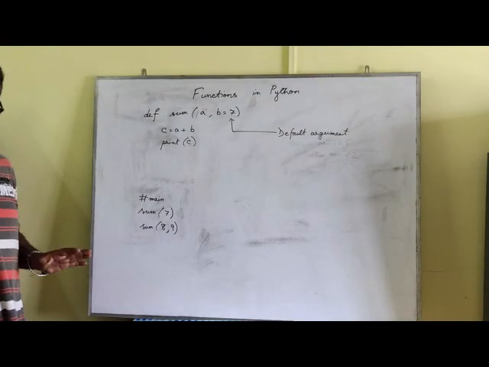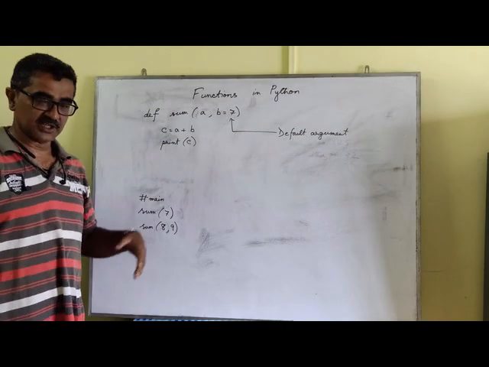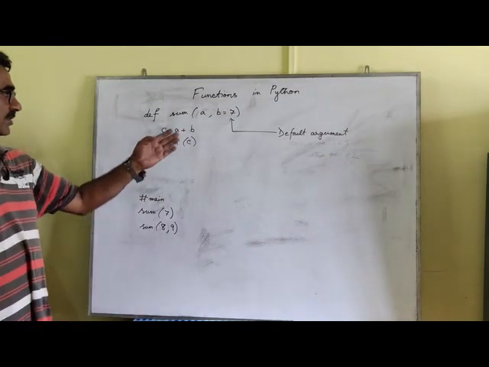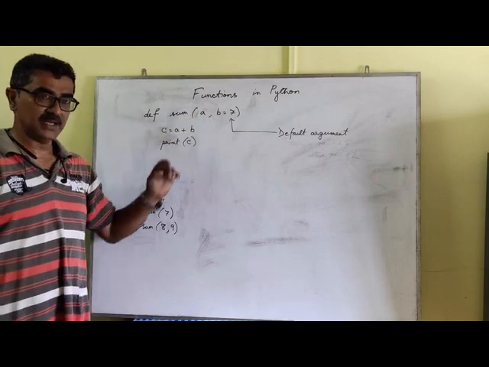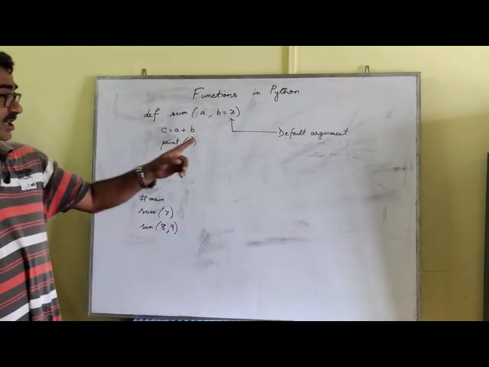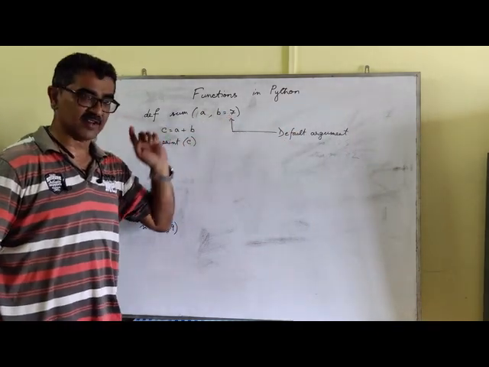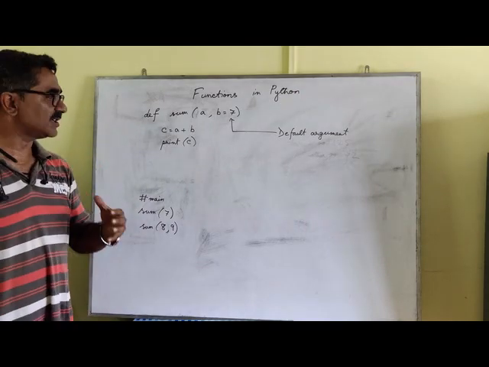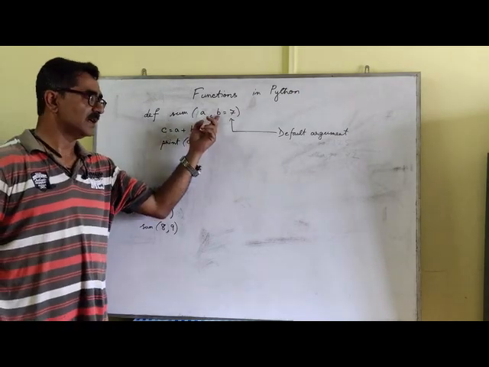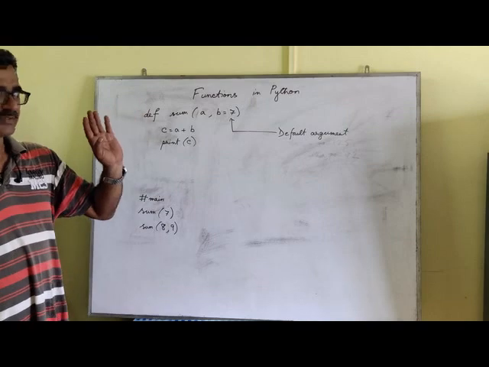Now look at this particular function. This is a function definition with a default argument. Here you can see there are two parameters, a and b, and b is being initialized with a default value, that is 7. That means in case I do not pass any value for b, it's going to assume the value 7.